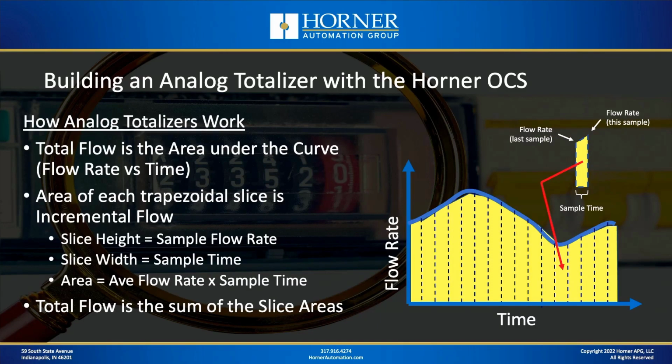So to calculate the area of a trapezoid, it's as simple as taking our average flow over the start and end of that sample times the sample time, or the amount of elapsed time in that sample, and that will give us the area under the curve for that slice.